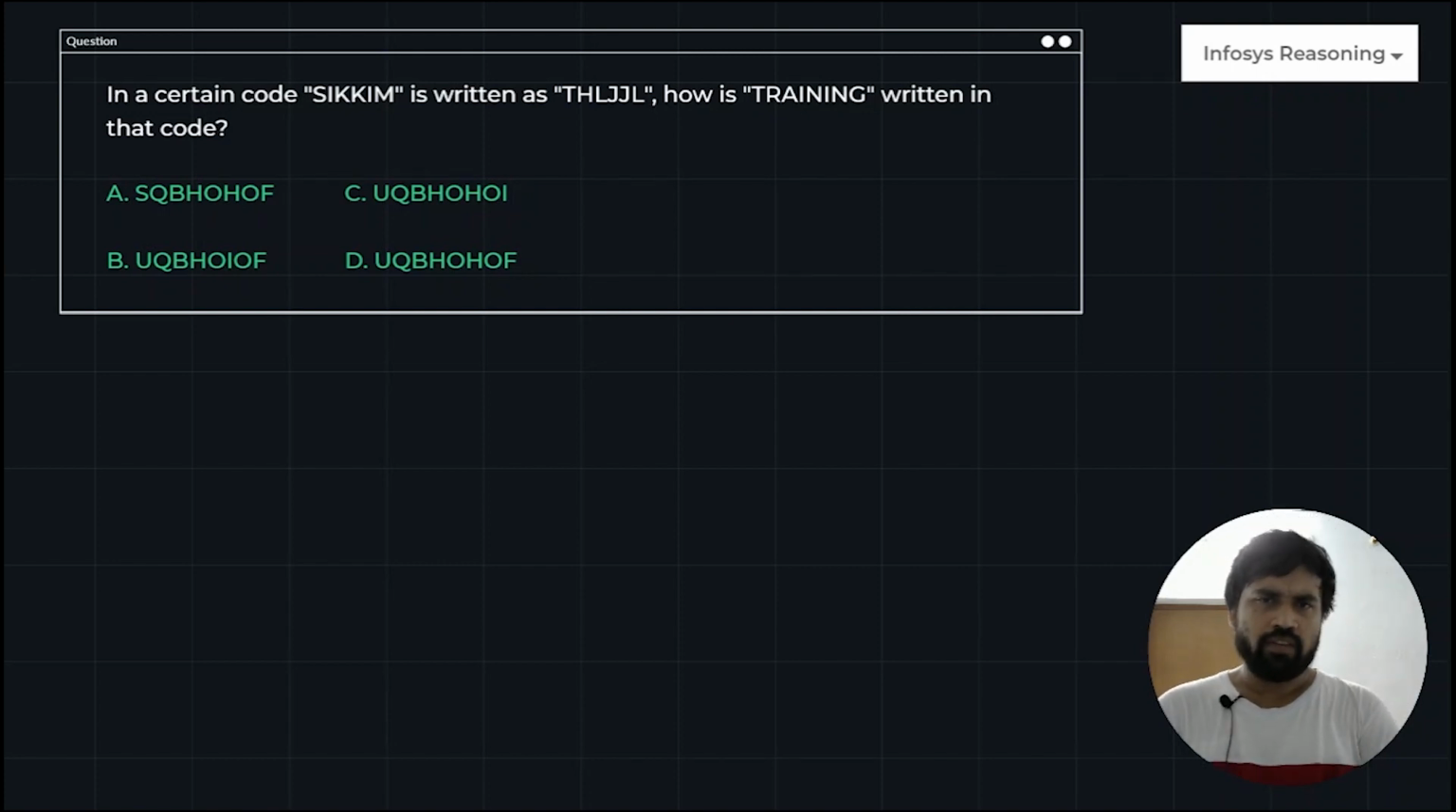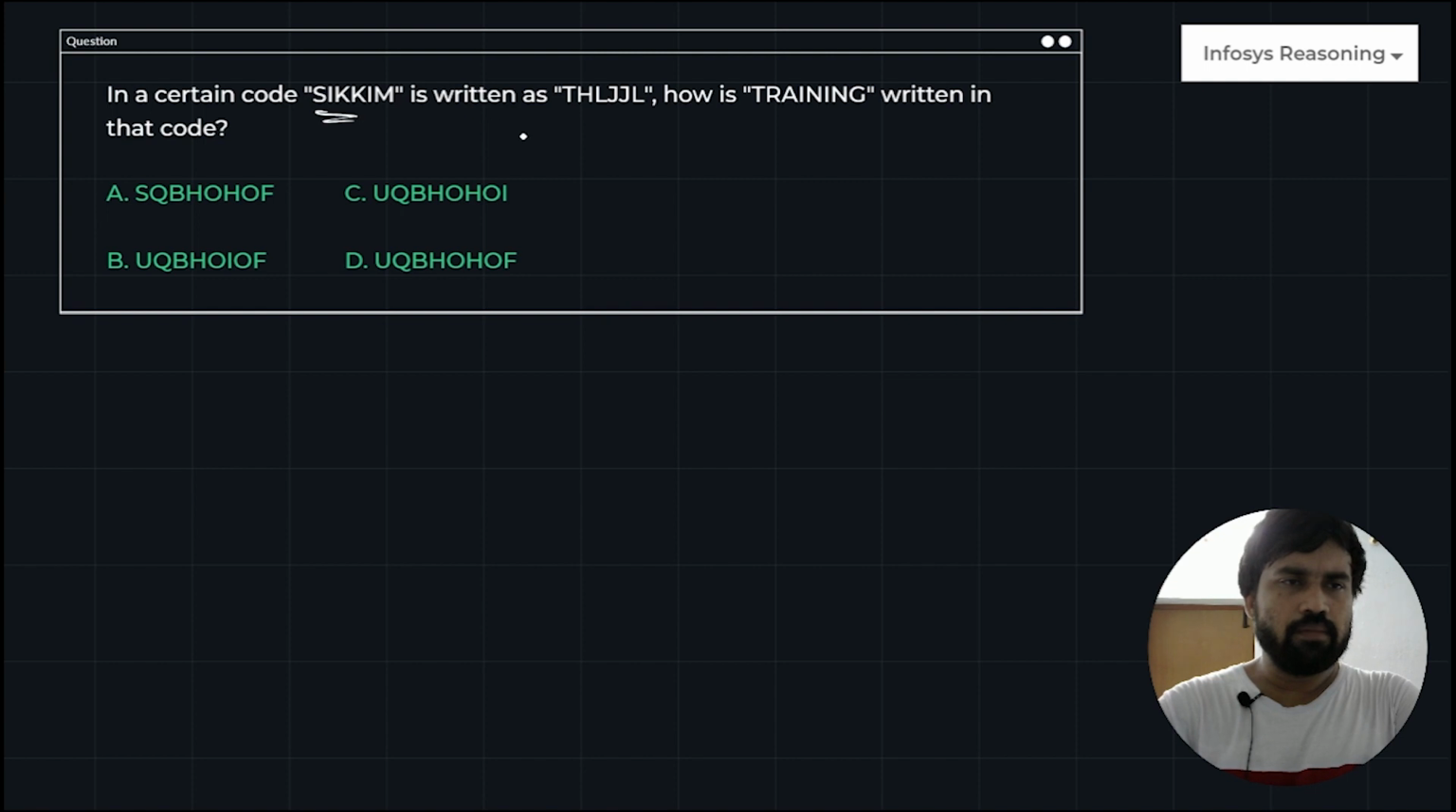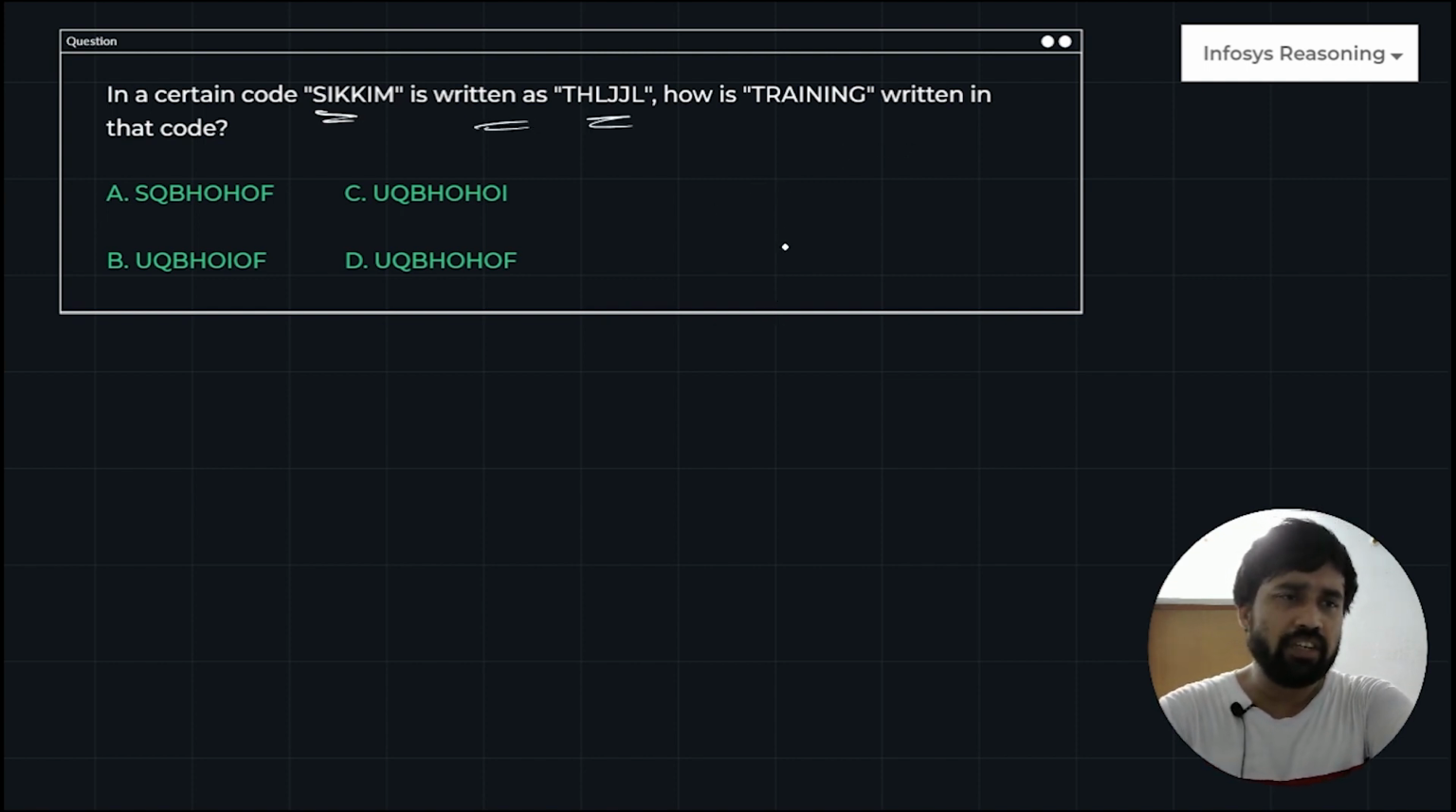So I hope everyone has done well. So just look into the explanation now. In a certain code language, Sikkim is written as THLJJL. How is training written in that code?